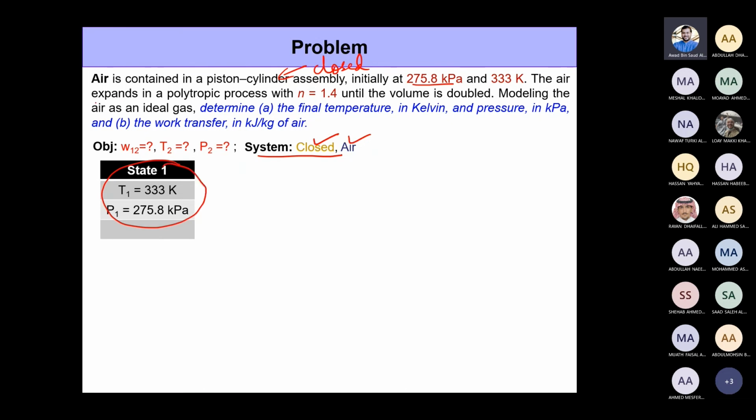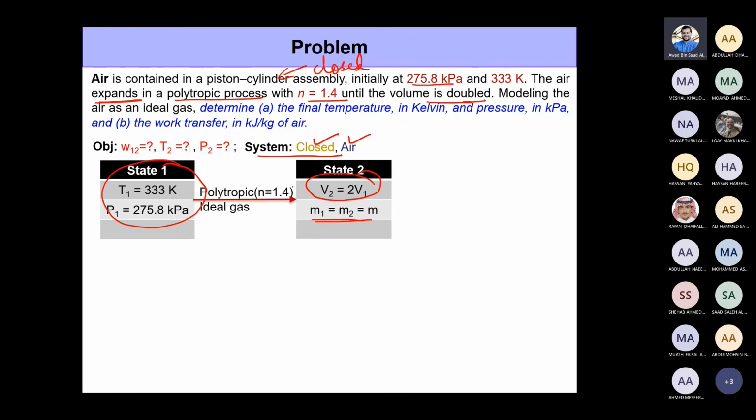Now the air again expands. It expands in a polytropic process in such a way that n is equal to 1.4, and it continues to expand until the volume is doubled, meaning that the volume is 2 times the initial volume. So V2 is 2 times V1. It's a closed system, of course, so the mass has to remain the same. Now we can model the air as an ideal gas. The question very clearly says we can treat it as an ideal gas.